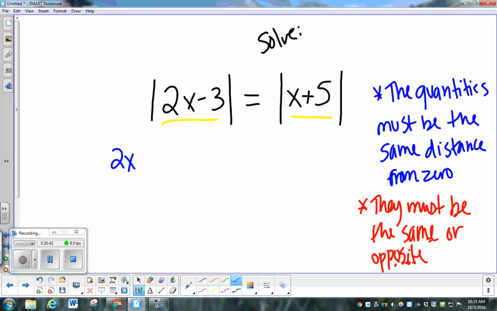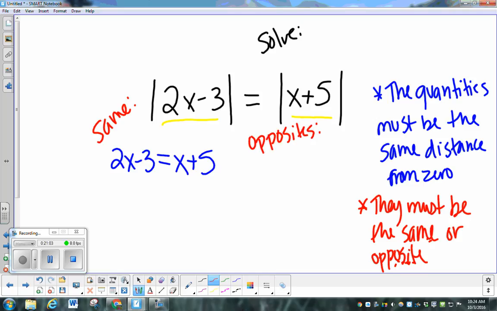So here are our two situations that could happen. Either 2x minus 3 equals x plus 5, which shows they're the same, meaning they would be equal to each other. Or they might be opposites. So let's write down the equation to solve if they're opposites. If they're opposites, then 2x minus 3 is going to equal the opposite of that, which is negative (x plus 5). We want to put that in parentheses because you want to make the whole quantity negative. You don't just want to make the x negative.